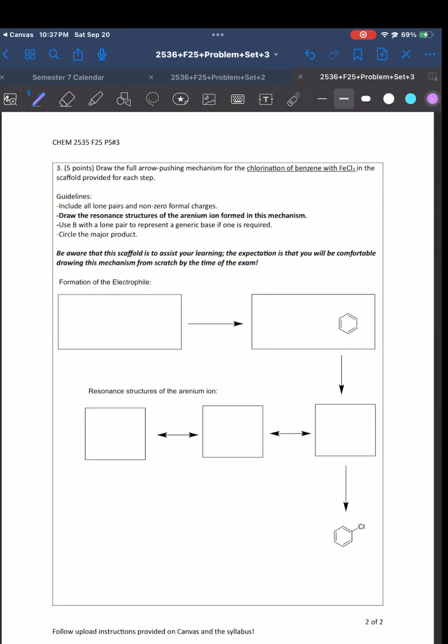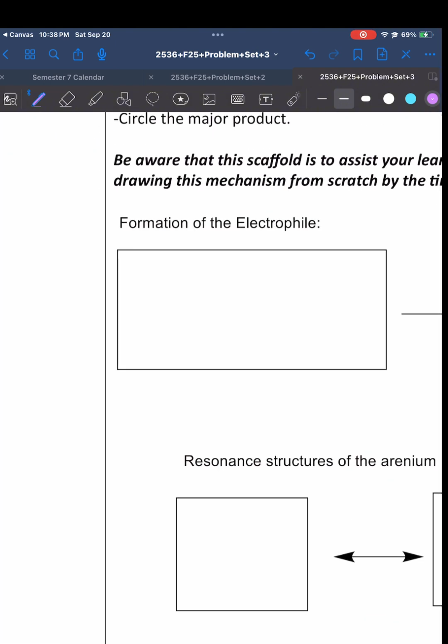Draw the resonance structure for each arenium ion following this mechanism. Use your best friend. It doesn't say that, but we know it as our best friend. Use B with a lone pair to represent a generic base if one is required, and circle the major product. So let's go ahead. Formation of the electrophile. We learned this so many times. We want to do chlorination, so we want to use Cl2.